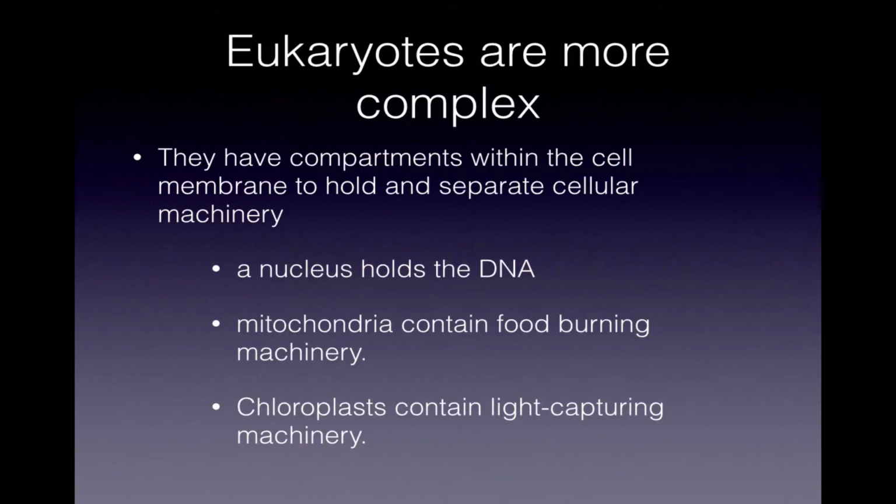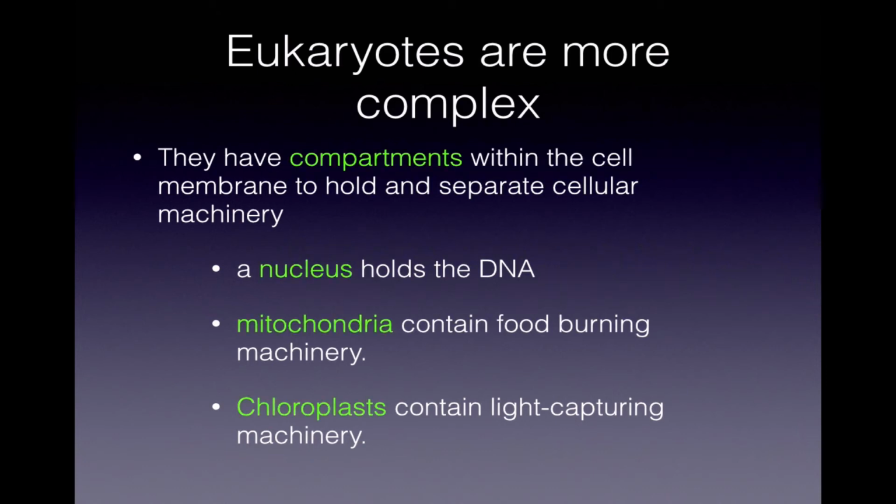Now, eukaryotes obviously are more complex than prokaryotes. They have compartments within the cell that hold and separate the machinery of life, or the cellular machinery. So they have compartments within compartments. Some of these compartments you probably heard about already.